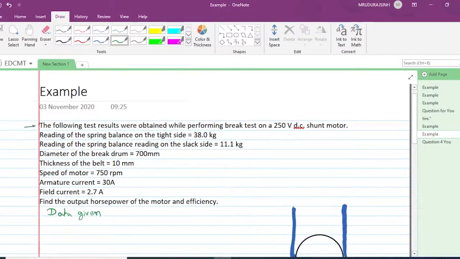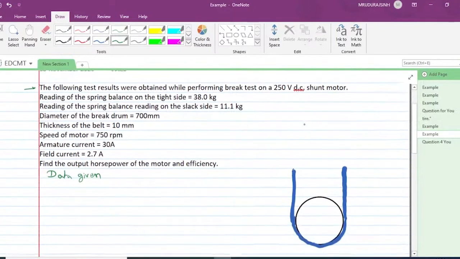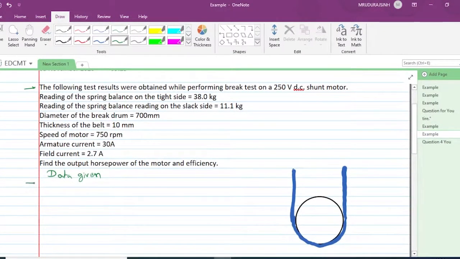So whatever data is given to us, we will mention it first. The following test results were obtained while performing a brake test on a 250 volt DC shunt motor. So the first data is this. 250 volt is the supply voltage of this machine. Reading of the spring balance on the tight side, which will be mentioned by W1, is 38 kg.